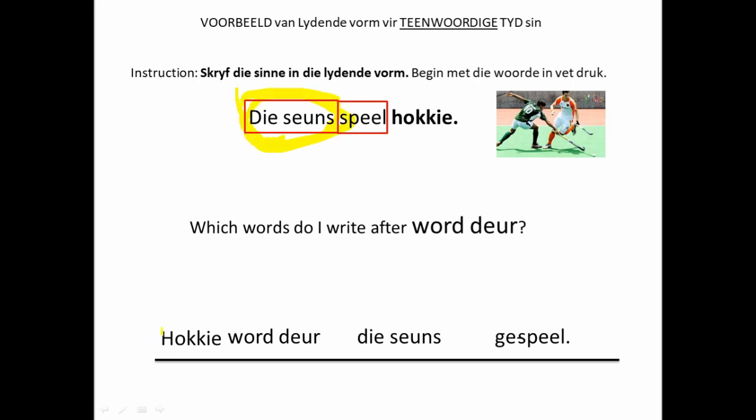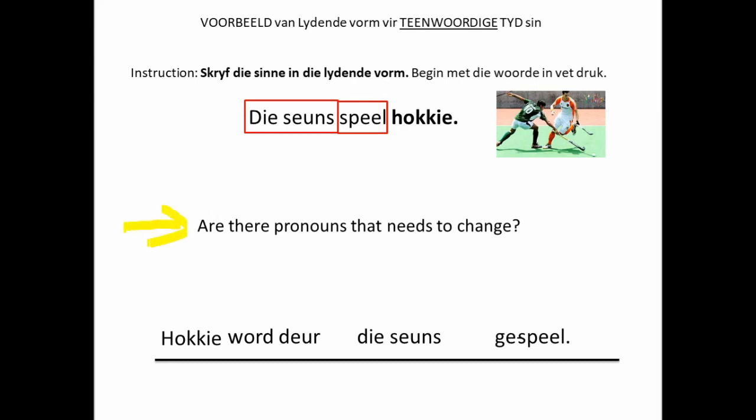So let's look at the sentence. Hockey word deur die seuns gespeel. Are we finished? Let's see. There's still one final step we need to look at. Remember the steps we did in the previous slide? Are there pronouns that need to change? You need to look at that. And luckily for this sentence, no pronouns need to change, and the sentence is finished.